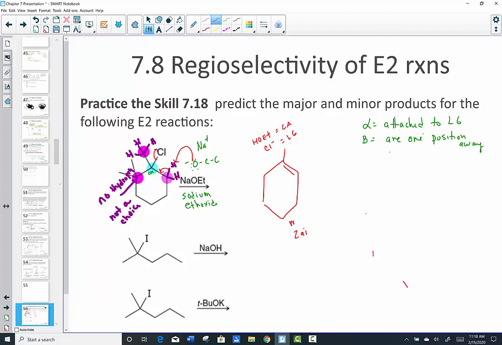I meant to say this is your major product, Zaitsev, most substituted, but you can have a competing product where you had the least substituted alkene form, and that would give you a double bond leading to the carbon that was this original methyl group over here. And so this would be the minor product, which would be the Hofmann product. So we can form a double bond within the cyclic structure or out to the original methyl group attached to the alpha carbon.